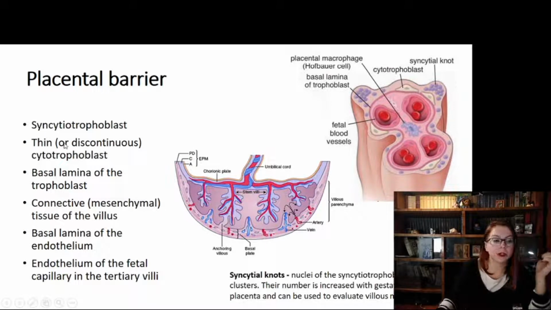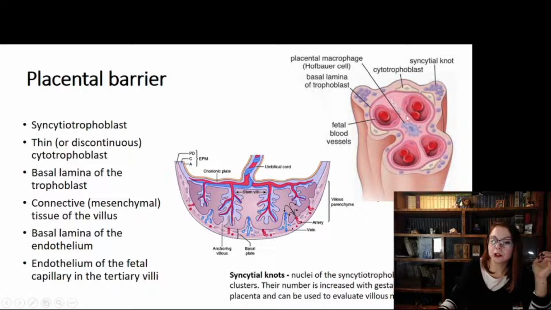What separates the two vessels? First of all, this is the layer of syncytial trophoblast around the villi. This is the first barrier, and it faces the maternal blood. Here, maternal blood is around the villi. Then, the layer of cytotrophoblast. It becomes discontinuous toward the end of pregnancy, but still it performs the function of the barrier. Then, the basal lamina of the trophoblast, shown here in the diagram in a dark pink color.